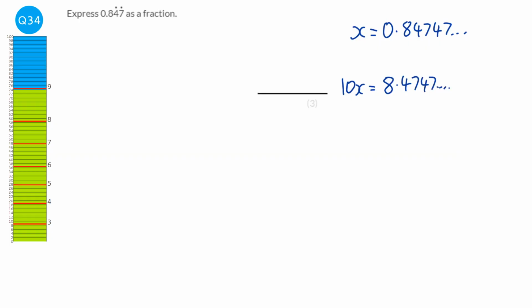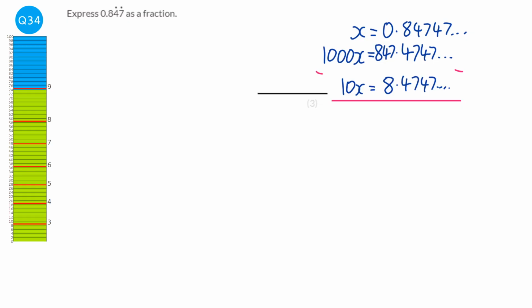And what I want to do now is bring forward one of the occurrences of the recurring pattern. So the 4 and the 7, just one of them. So we're going to times it by 1,000. We'll find out 1,000x, and so it'd be 847.4747, etc., etc. Next, I'm going to take away everything.